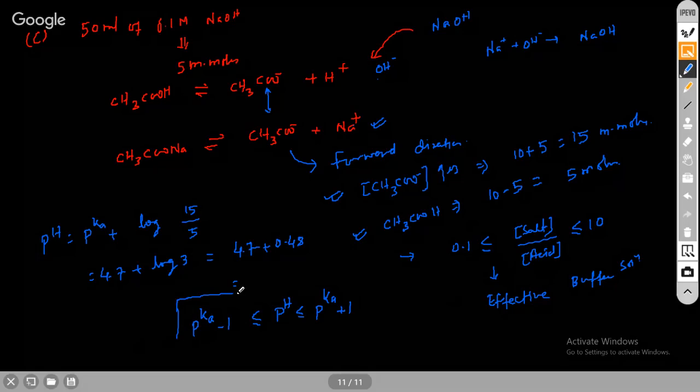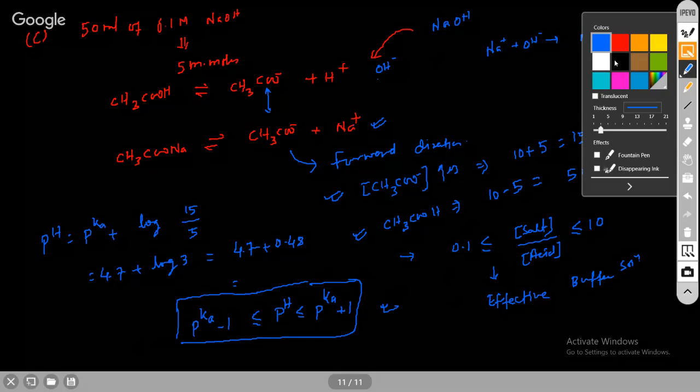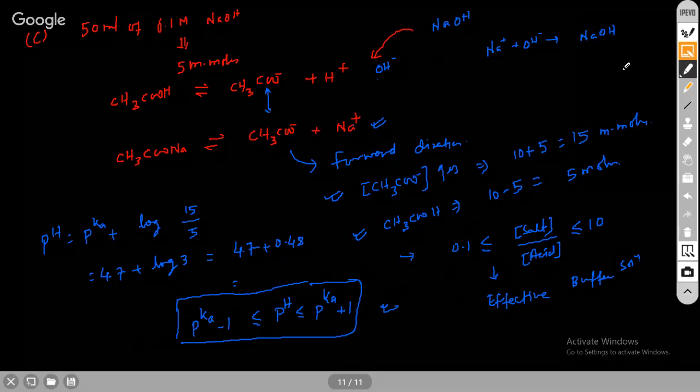This question has been asked many times in the exam. For an effective buffer, the pH range should be this. You can put these values into the pH formula and you'll get this. One more thing here: you see the log of salt by acid concentration, or in case of a basic buffer, salt by base. This log part in the formula gives you the change in pH, delta pH. So if they ask what the change in pH is, you have to find it out.